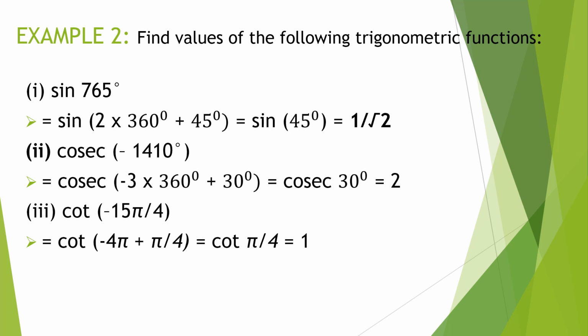Cot of minus 15 pi by 4. The angle can be given in radian or in degree. Here it is given in radian. So in radian, you again try to take out the multiples of 2 pi. So minus 15 pi by 4 can be written as minus 4 pi plus pi by 4. So that is nothing but cot of pi by 4. You know cot of pi by 4 is 1.